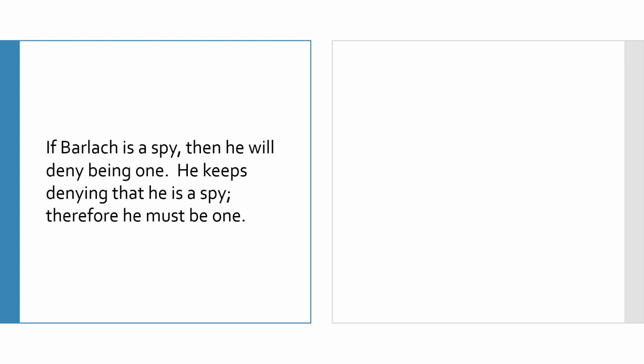So we've seen the valid form of a modus ponens. Let's see how it fails or when it is invalid. In this argument, it says if Barlach is a spy, then he will deny being one, which is the same conditional statement we saw in the argument before. Notice the second premise, though, says Barlach keeps denying that he's a spy, and therefore he must be one. So notice the structure of this argument then.